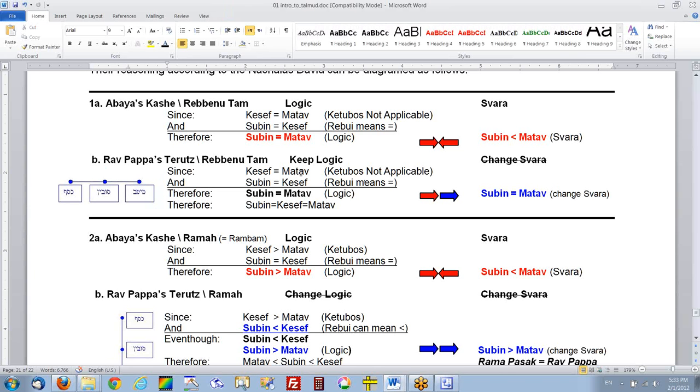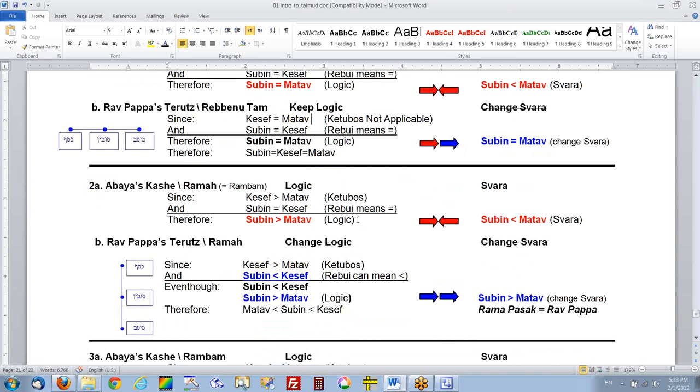The Machlokus, the difficulty here, or the explanation here, is going to be with the Gemara in Kesubas. The Gemara in Kesubas says that money is better than metalton. So he's going to say that Kesev, money, is the best. But he says Kesev is equal to Meitav and Subin is equal to Kesev, and therefore all three things are equal.